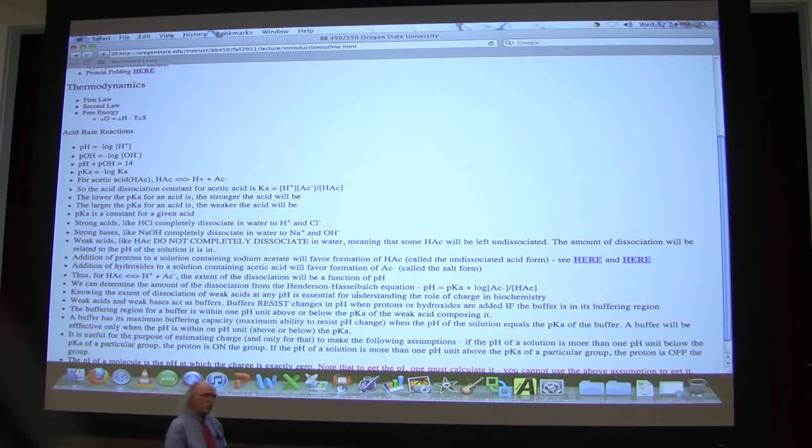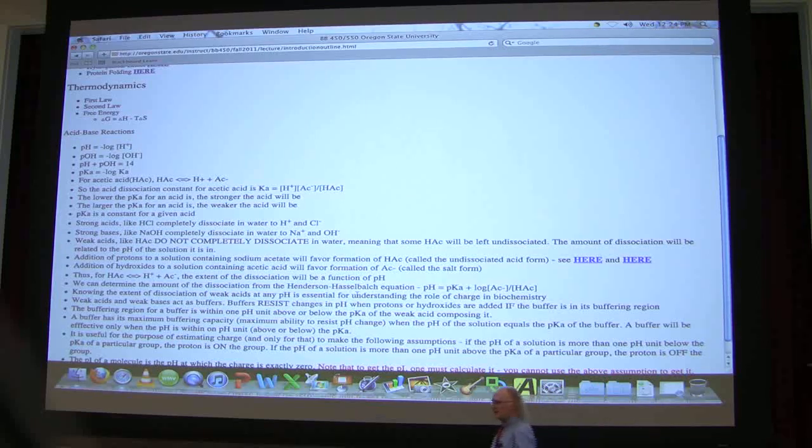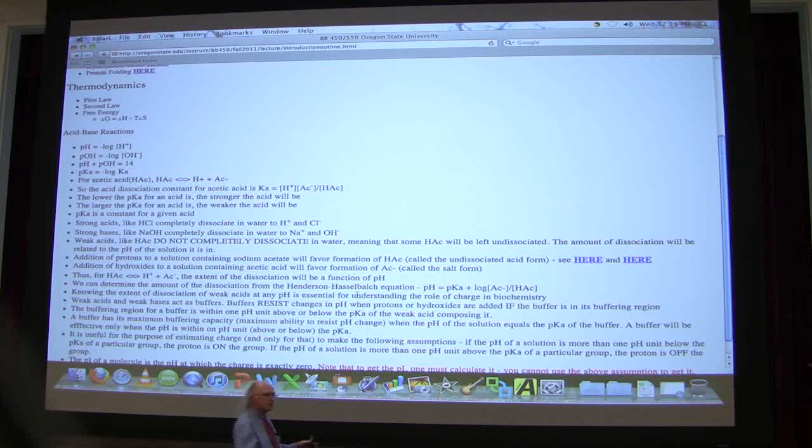But to answer your question, what's the range of effectiveness of a buffer? It's mostly a definition thing, but effectively most buffers are good within 1 pH unit above or below their pKa. So for acetic acid, the effective buffering range, that is where it's best at resisting changes in pH, is from about 3.76 up to about 5.76. That's 1 pH unit of its pKa, either way. I haven't given you an example of how a buffer works yet, so I'm going to do that in a second. But are there other questions in general about buffers?